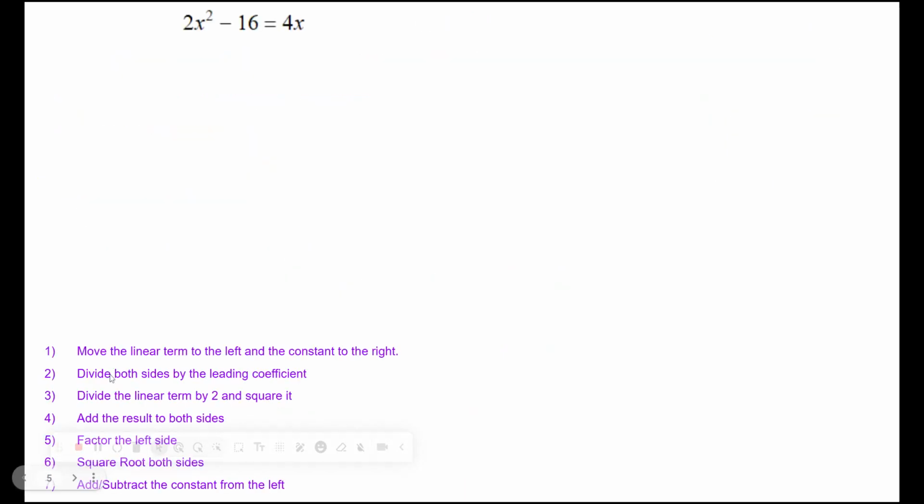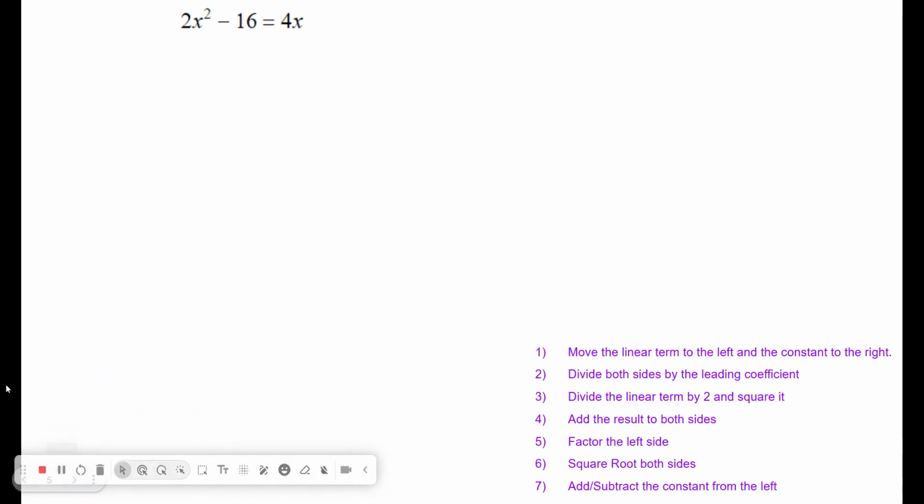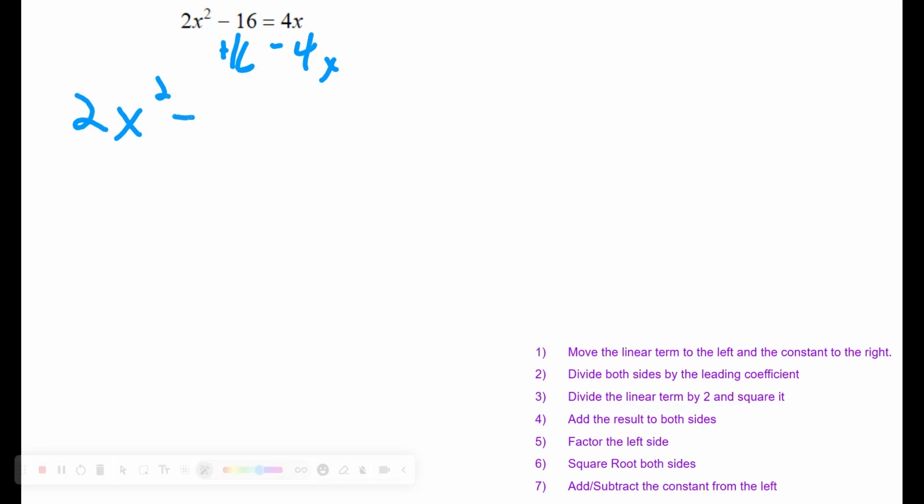All right, let's look at our first example here. Actually, I'm going to pause. We've got our checklist on the bottom and our equation on the top. So step 1: move the linear term to the left and the constant to the right. We're going to subtract 4x and we're going to add 16. We're going to end up with 2x squared minus 4x equals positive 16.